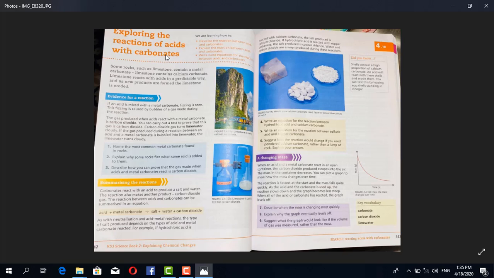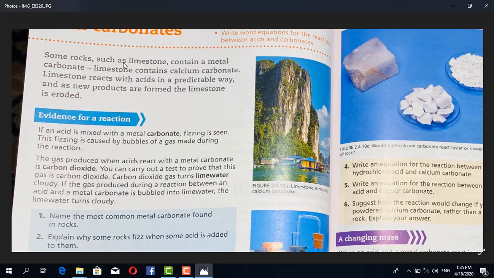Exploring the reactions of acid with carbonates. Acid with a metal carbonate gives salt and water, and since it's a carbonate, it also gives carbon dioxide. For example, limestone contains calcium carbonate specifically, and it reacts with acid in a predictable way and gives new products.